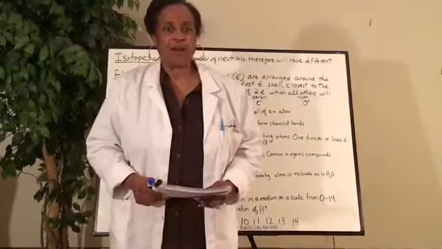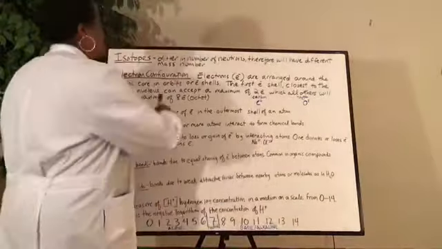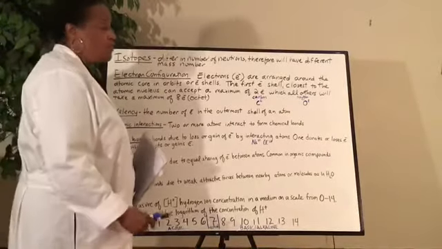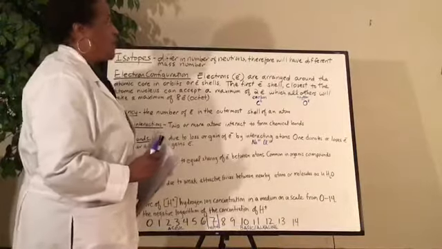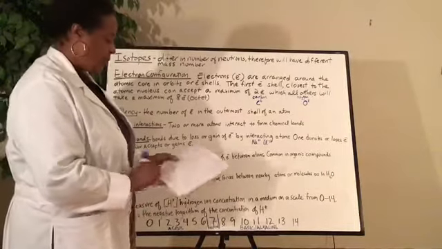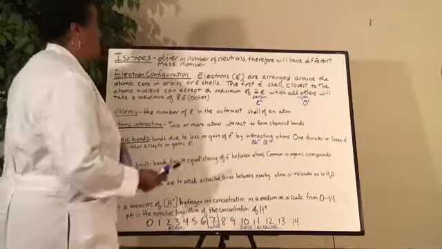So here we are back, we were talking about isotopes last time. Isotopes differ in the number of neutrons, therefore they will have a different mass number. Remember isotopes, right? Let's go on with electron configuration.